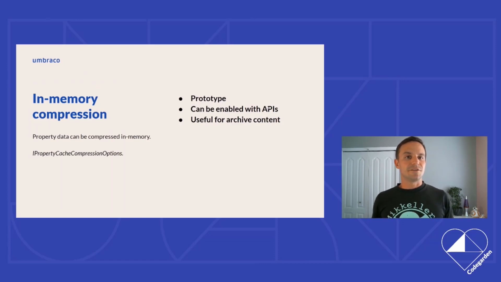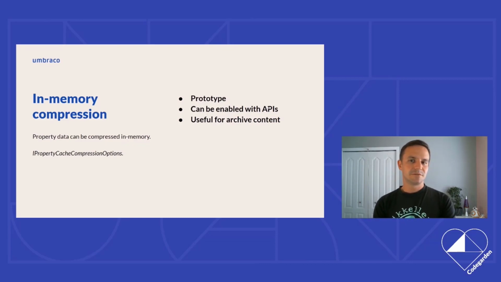And then there is one other feature, which is in-memory compression of property data. Now, this is not enabled by default. It's more of a prototype. But what it means is you can implement your own iProperty cache compression options. And then you can dynamically make the in-memory property data compressed with the LZ4 compression.